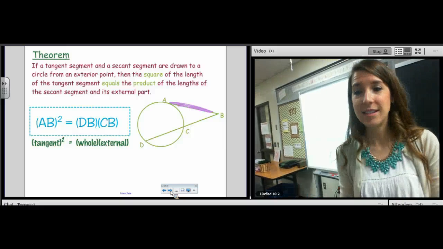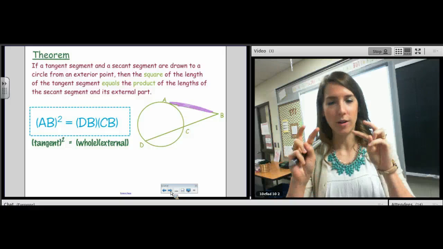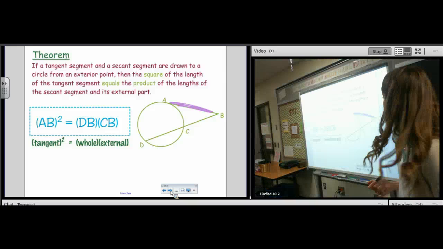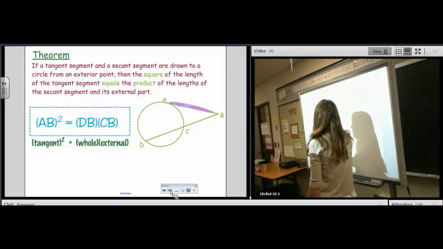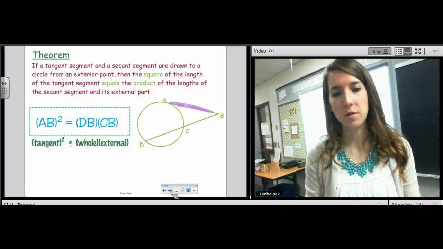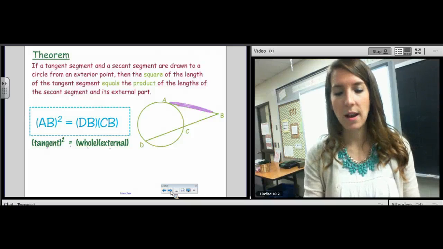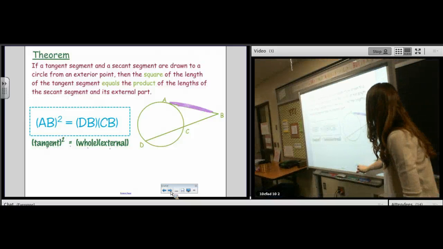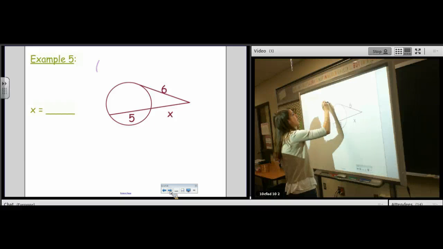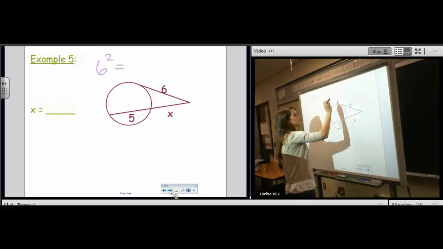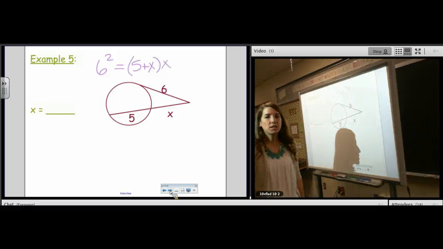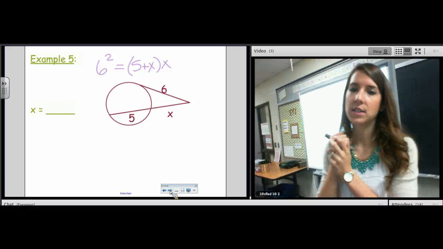So this is really the same theorem as the last theorem. We kind of call it a corollary, but the whole is the external for that tangent segment. So I'm writing tangent squared equals whole times external, but it's still the same formula. Give you a second to write that down. Okay, so now we need to give this theorem a test run. The tangent squared equals the whole times the external.